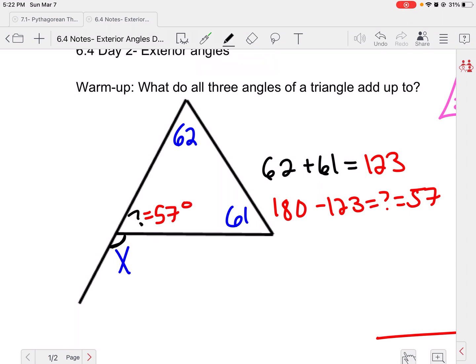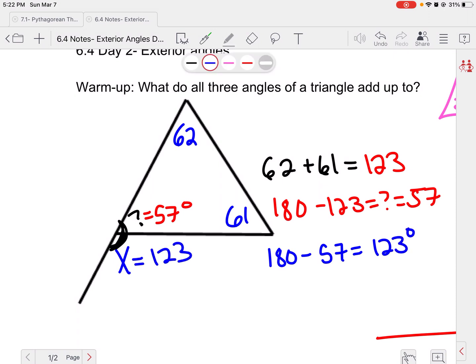Well, now I know that this angle is on a straight line, right? We know it's a straight line because triangles are made up of straight lines, and we know straight lines add up to 180 degrees because the angles are supplementary to each other. So we're going to do 180 minus 57, which will give us 123 degrees. Now, that's a lot of work, okay?